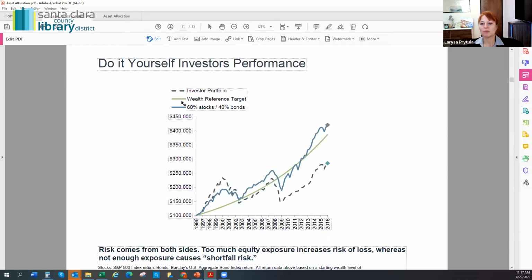Again, the wealth reference target, we call it the efficient market frontier, is something you want to stick around with the best risk-reward. The dark blue is the 60-40 portfolio, 60% stocks, 40% bonds, and that's showing right here in your dark blue line. The dotted or broken line is the investor portfolio in general. So you can see how it's trying to mimic the market, but it does underperform.